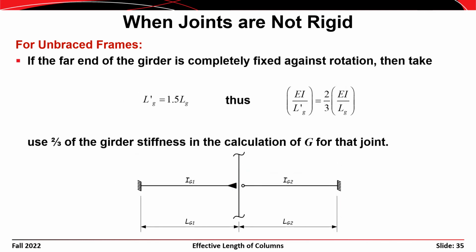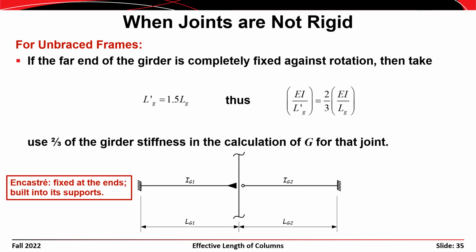Finally, consider the case here where the far end of the girder is completely restrained against rotation. This is a bit different than a rigid joint in that with a rigid joint, the end of the beam rotates by the same amount as the column that it's attached to. In this case, however, the end of the beam is completely restrained against rotation, as if it were cast into a large block of concrete.